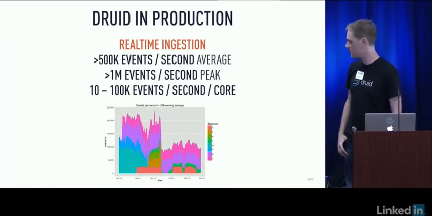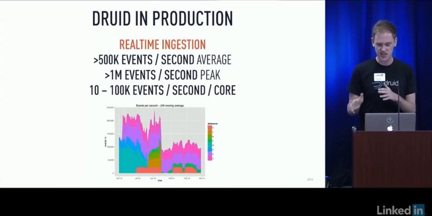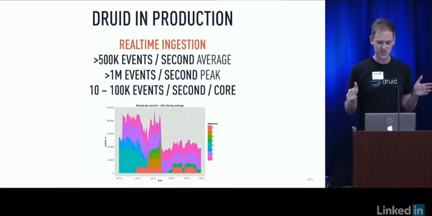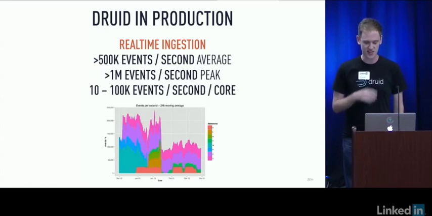The events per second per core is a Druid number, 10,000 to 100,000 events per second per core. The reason for the range is that 100,000 is what you get in benchmarks and 10,000 is what you get in production.